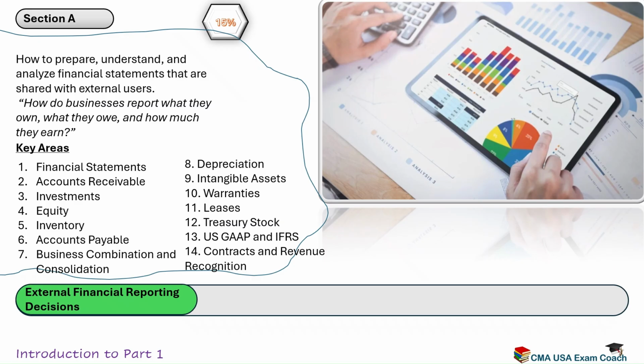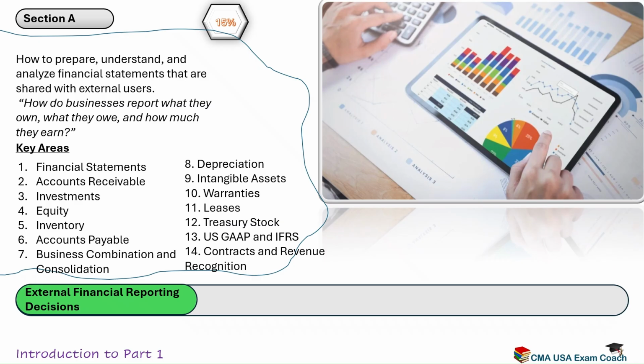14. Contracts and revenue recognition. This topic explains when and how companies recognize revenue from contracts with customers. You'll learn the 5-step model under the revenue recognition standard: identifying the contract, performance obligations, transaction price, allocation, and recognition. So, Section A is a detailed and very important area.